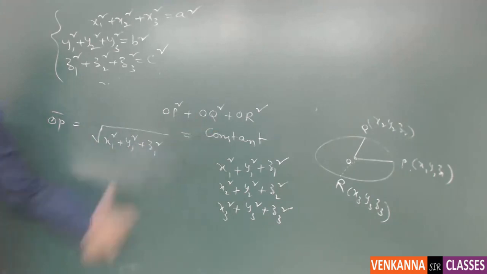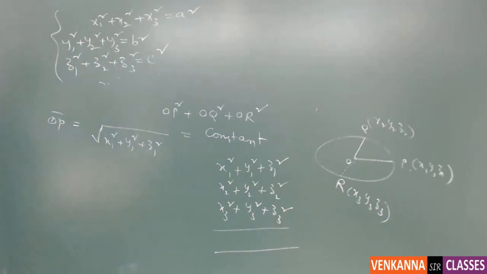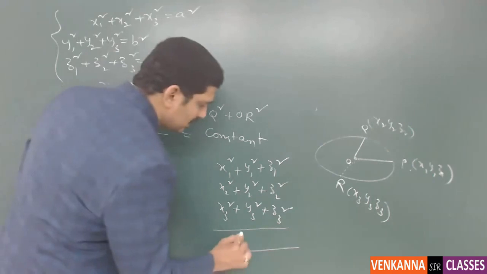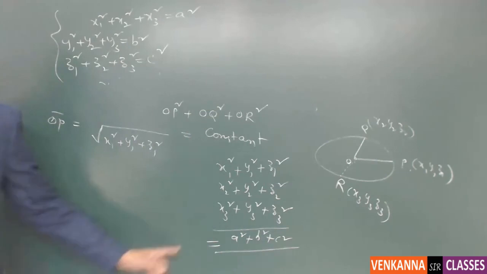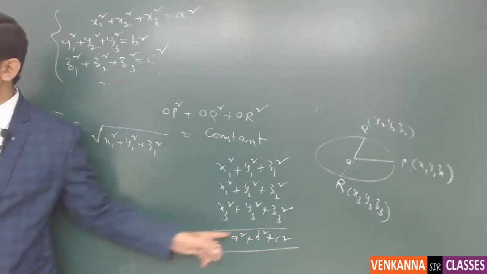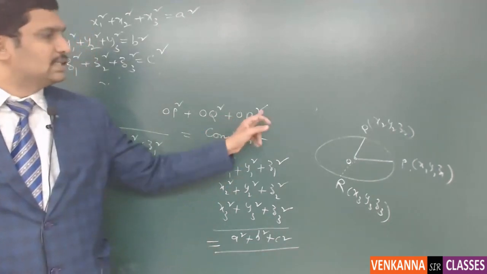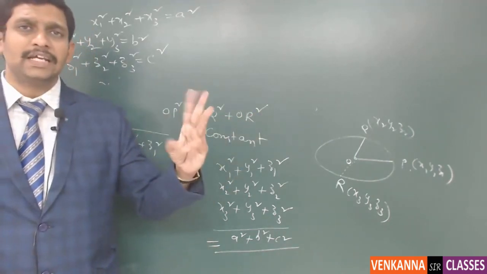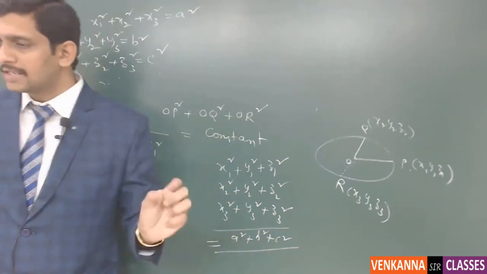If you consider their sum, if you add them, as I have mentioned, the sum of these three values is a square, b square and c square. So you get the value as a square plus b square plus c square. It is nothing but a constant value because a, b, c values are constant. So sum of the squares of any three conjugate semi-diameters is a constant. That is one result, you take a note of that.